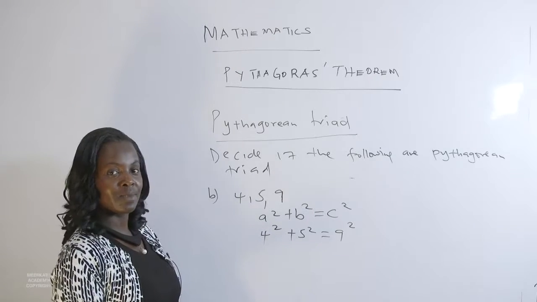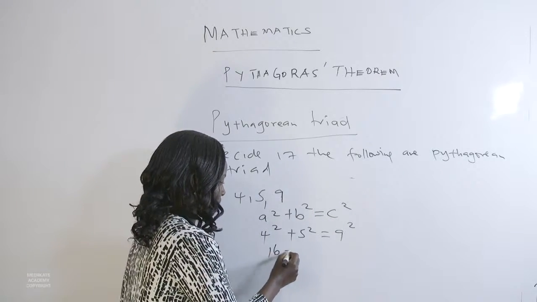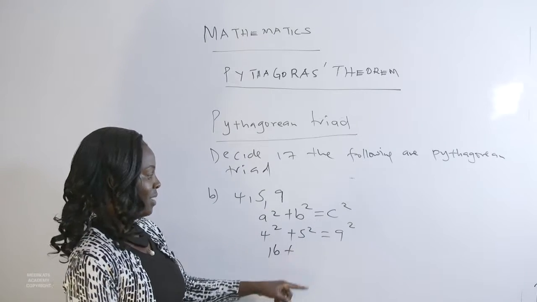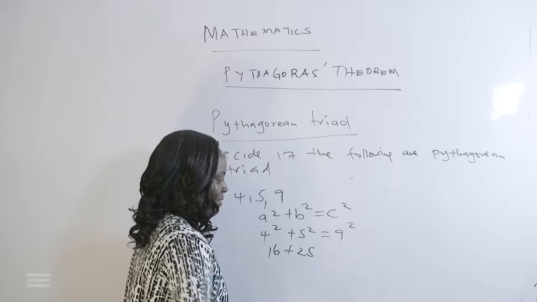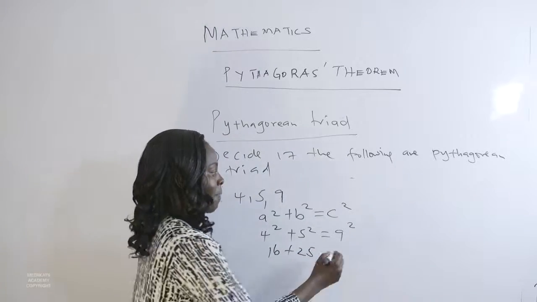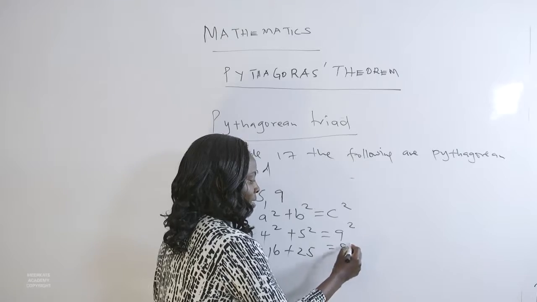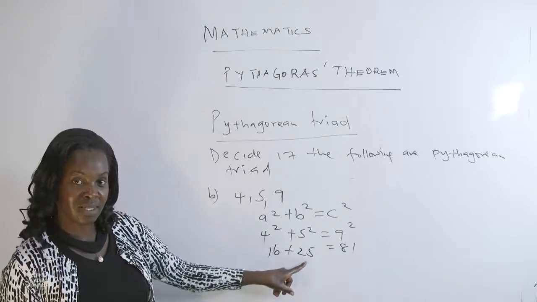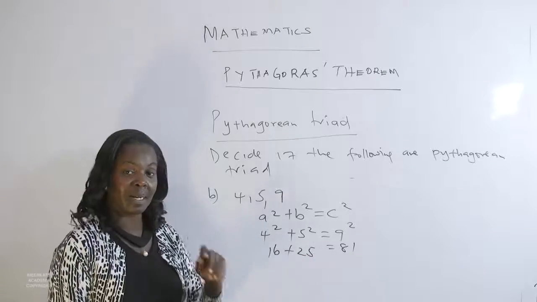4 squared, that will be 16. 5 squared, that will give us 25. 9 squared is supposed to give us 81. So let's see if we add 16 plus 25, it will give us 81.